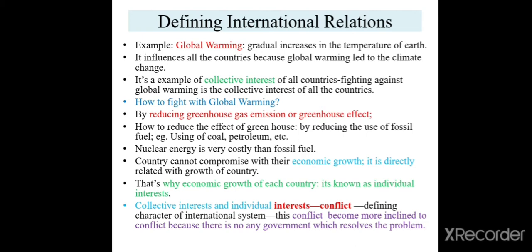On the other hand, we have a common interest. What is the common interest? To fight against global warming is the common interest of all the countries. On the other hand, we have the individual interest. Individual interest means the economic growth of the country. So in the international system, we could see the economic conflict between the collective interest and the individual interest. That is the defining character of the international system.